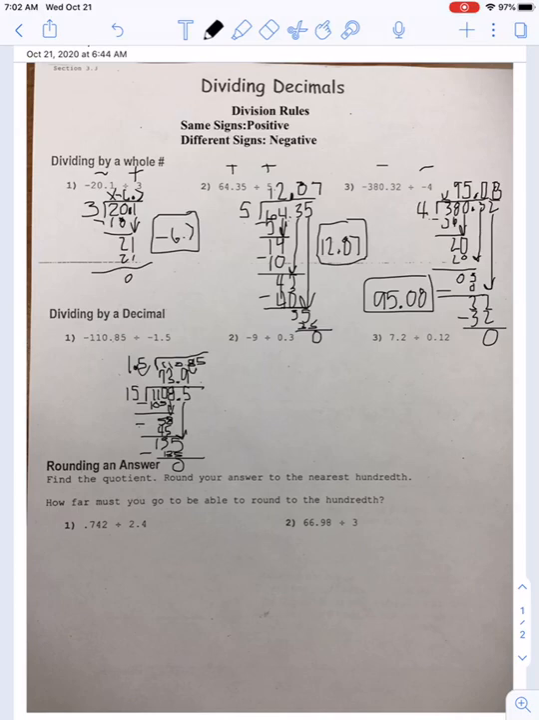So before I circle my final answer, I'm going to check my sign. I have a negative divided by a negative. So my answer is going to be a positive because same signs give a positive. So my answer is 73.9.